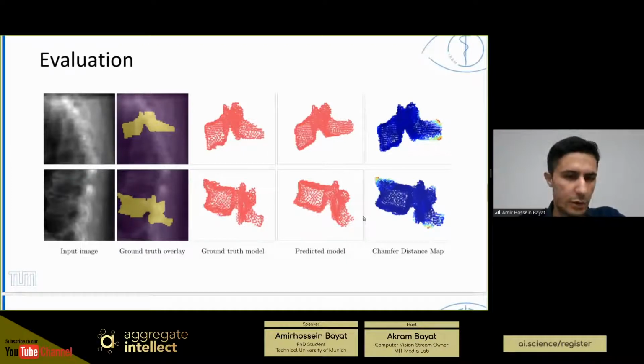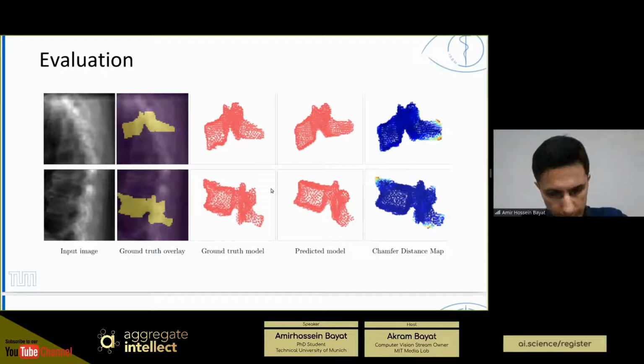Here, for qualitative evaluation of the method, I have visualized two examples. This figure illustrates 3D shape models reconstructed using our proposed architecture. The first column indicates the image input. The second and third columns visualize the ground truth vertebral mask, and the fourth visualizes the predicted 3D shape model. The last column shows an overlaid chamfer distance map between the point clouds of the ground truth and the prediction.